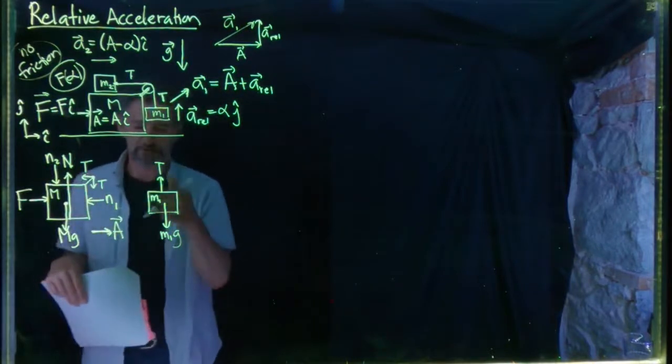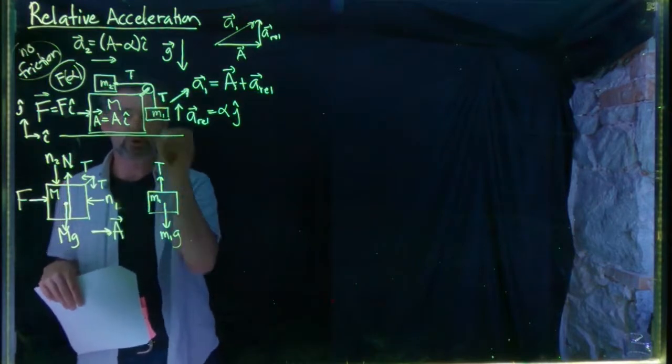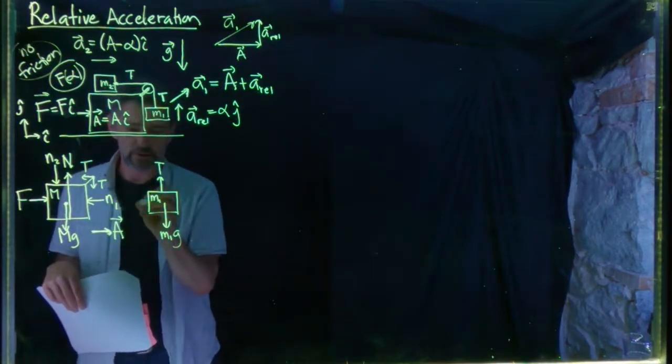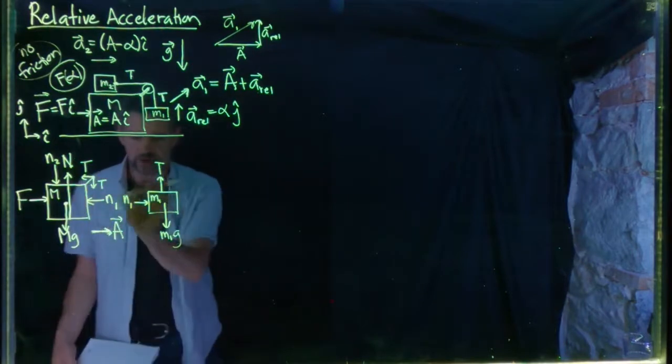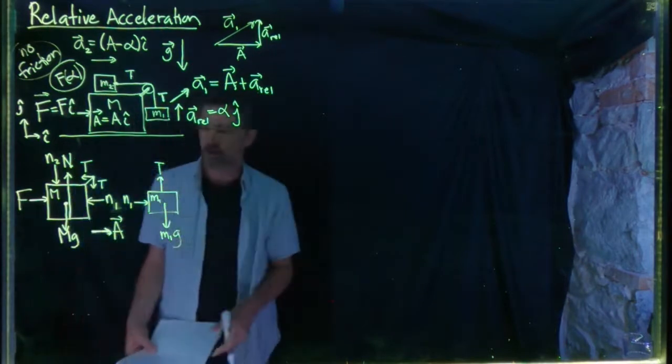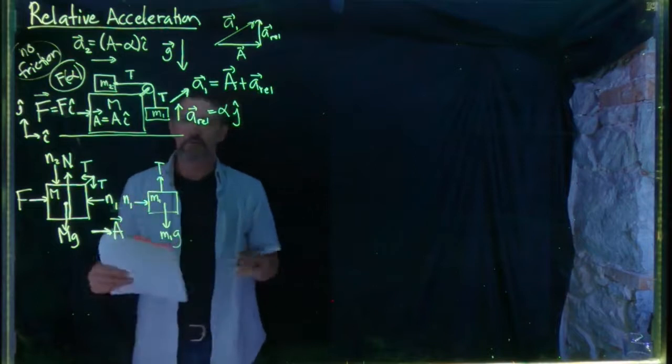And so basically, big M is pushing on little m1 with an unknown force, of magnitude n1. Remember, this is an action-reaction pair, and I'm going to emphasize that a little bit later when we're done with all the diagrams.